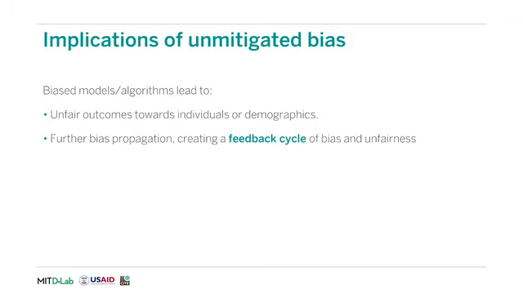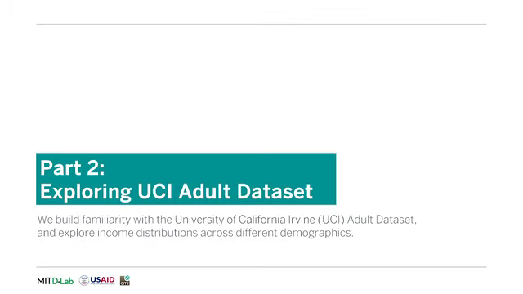Algorithmic bias is a problem for different reasons. It leads to unfair outcomes towards some individuals or demographics, and it leads to further bias propagation, creating a feedback cycle of bias. In the second part of this module, we will explore the UCI adult dataset by establishing familiarity with the dataset and looking at different distributions in the dataset.